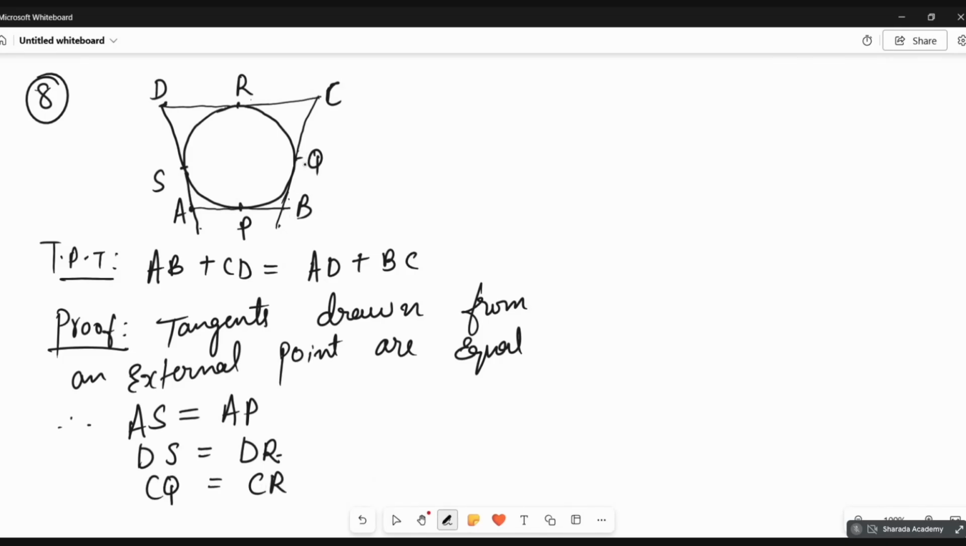Okay. Then BQ is equal to PB. CQ is here. BQ also I'll write here. BQ is equal to PB. Okay. We have got equations 1, 2, 3, and 4. Now add all the equations.